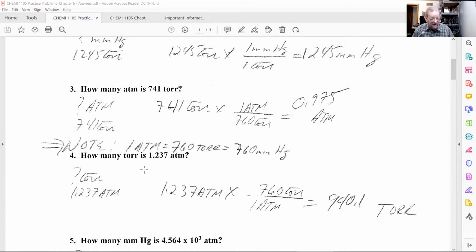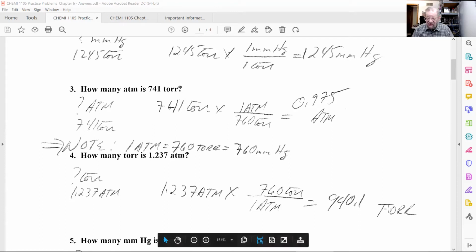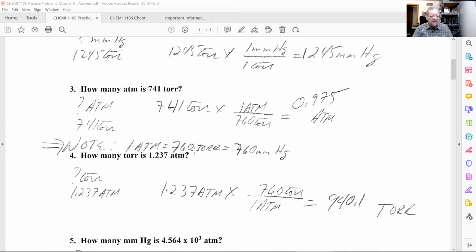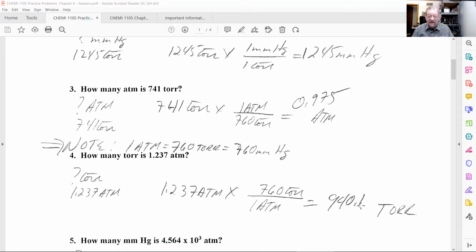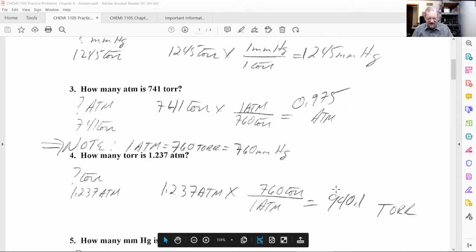Now in the next one, number 4, how many torr is 1.237 atmospheres? We're trying to find torr. We're given atmospheres. Now you can see it. We're going to torr. Torr goes on top of the ratio. Atmospheres go underneath. Again, this will be given to you as important information on test 3: 1 atmosphere equals 760 torr. These are exact numbers. Notice this is 4 significant figures. 760 and 1 are exact. Therefore, the only number that plays a role in how many significant figures my answer should have is this 4, and therefore my answer is 4. Oh, I got out of my rut. Yay.